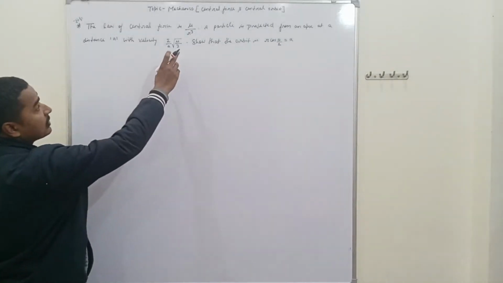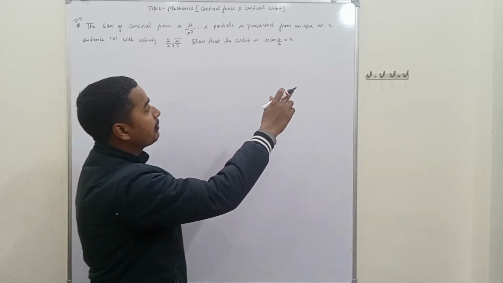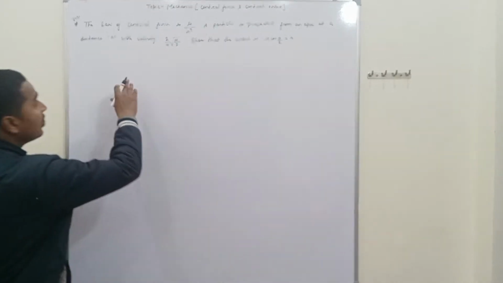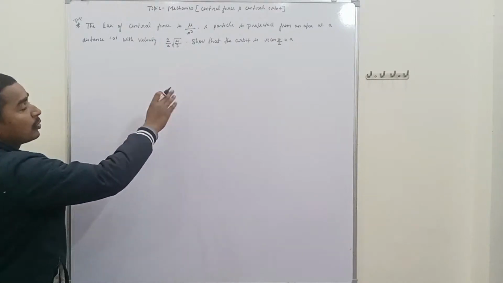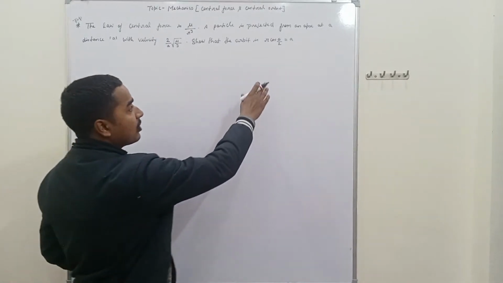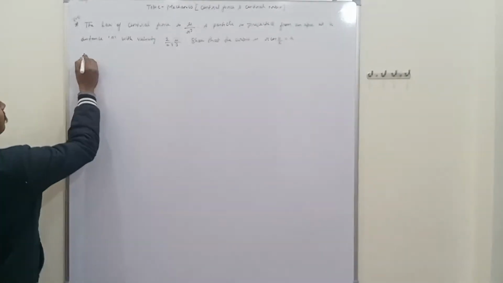Here in the question, the law of central force is mu upon r cube. A particle is projected from an apse at a distance a with a velocity 2 upon a under root mu upon 3. The orbit is r cos theta by 2 is equal to a. Let's solve the problem.